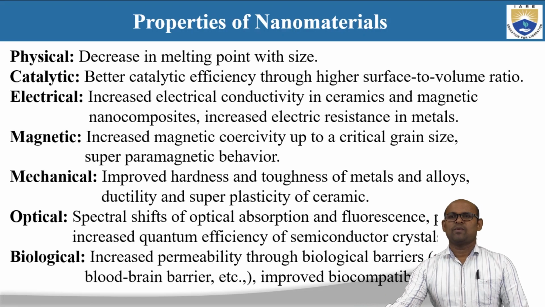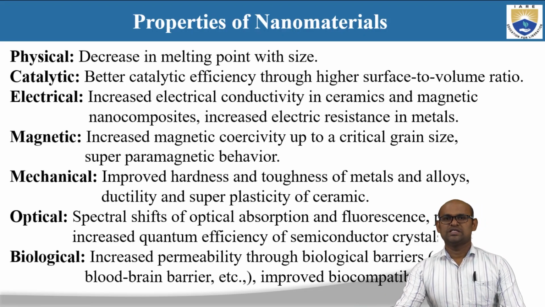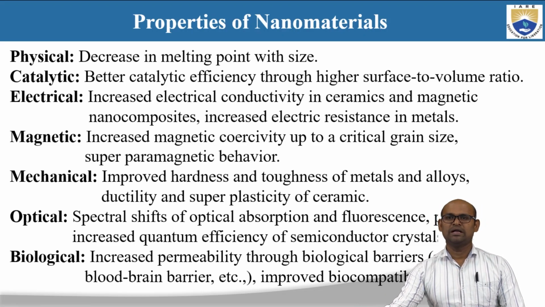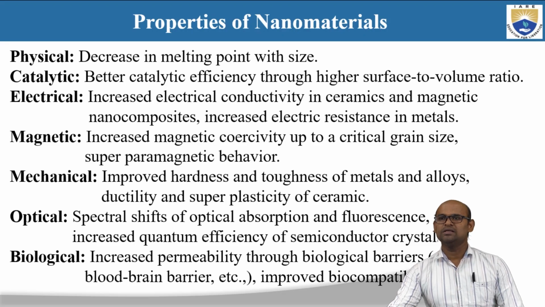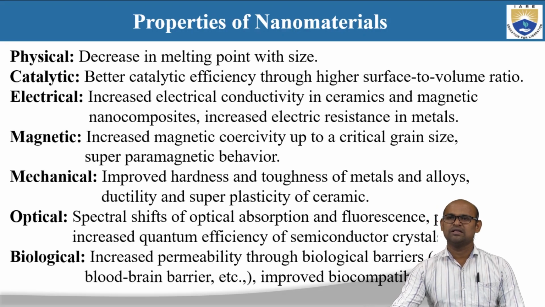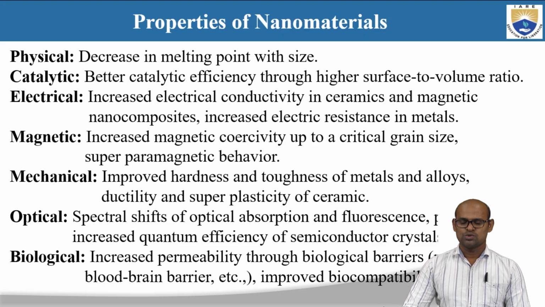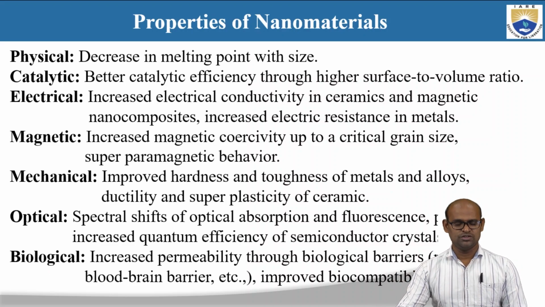Yeah, so these are some of the properties of nanomaterials. Physical properties: decrease in melting point with size; catalytic property, better catalytic efficiency through higher surface to volume ratio; electrical properties, increased electrical conductivity in ceramics and magnetic nanocomposites, increased electrical resistance in metals. So nanomaterials have different types of properties. When we go from bulk to nano, these are the properties that we will see changing, right?